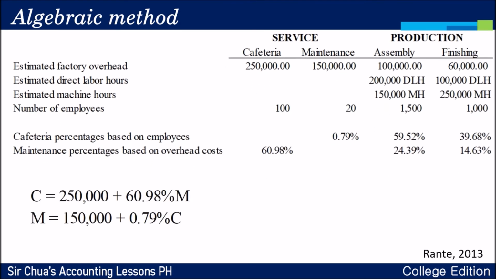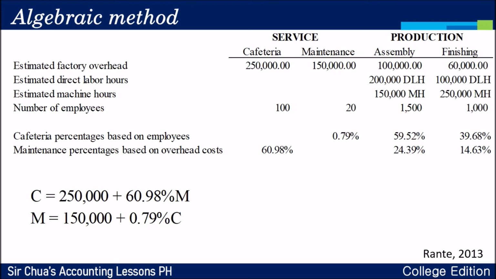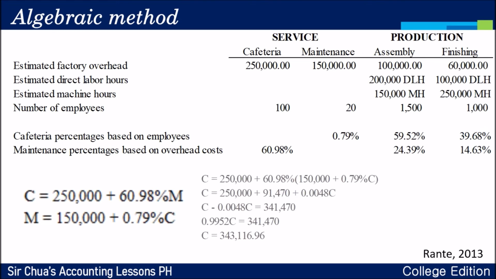Now that you have already prepared your percentages, you can now make the cost function. Okay? Cafeteria cost is equals to 250,000 plus 60.98% of your maintenance cost. And then, for maintenance is 150,000 plus 0.79% ng cafeteria cost. As you can see, C has a component of M and M has a component of C. Kasi nga po, magbibigayan sila ng cost bago natin siya i-allocate. Okay? Let's solve now for C first. Ganito po ang solving for C natin.